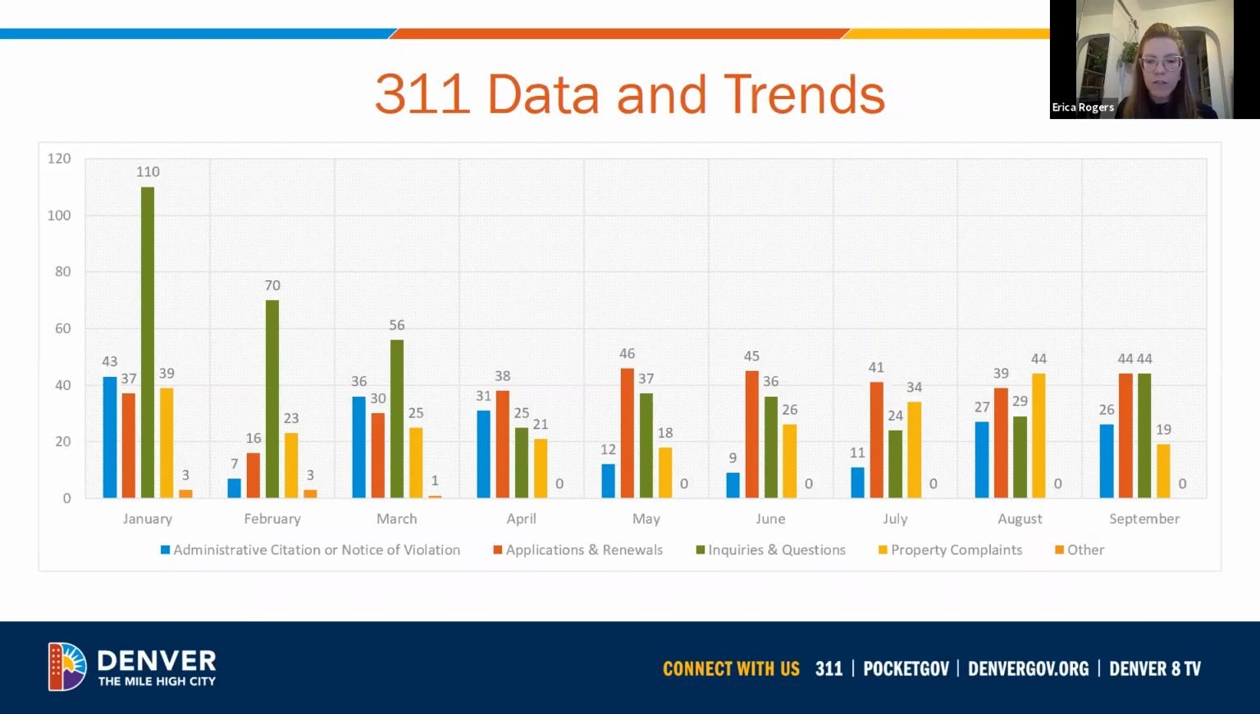And we did switch over, I believe, February-ish, March, to our updated 311 classification system. Now all of our calls are being tracked through Salesforce in our 311 call center, which has helped us streamline a lot of things, and it's been really great for response time. But as you can see, the numbers by category, the blue bar is administrative citations and notices of violations month by month. The red is applications and renewals. Green is general inquiries and questions, and that yellow is property complaints. We don't get many other categories anymore, as those are generally in our inquiries and questions.